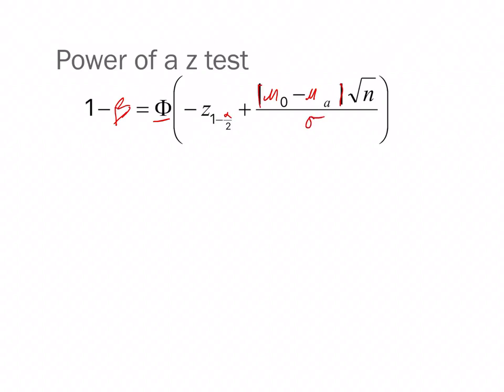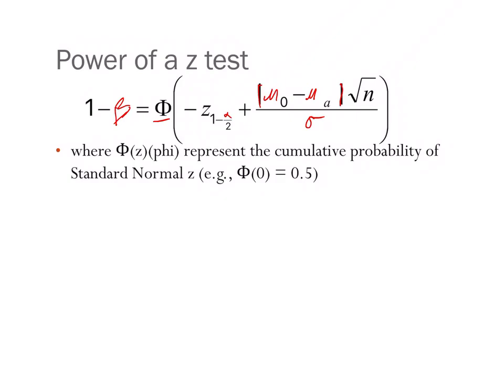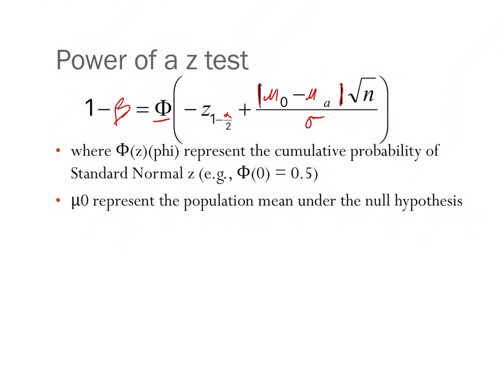over the standard deviation. Here phi represents the cumulative probability of a standard normal z-score, so phi of 0 is 0.5, remember? If you had a z-score of 0 and went to the book, you have a cumulative probability of 0.5, or 50%. It's the very middle of our chart.